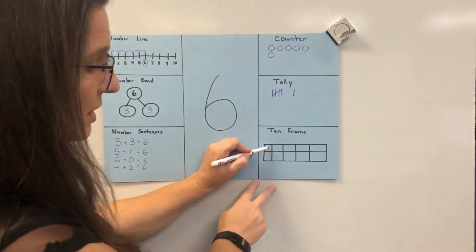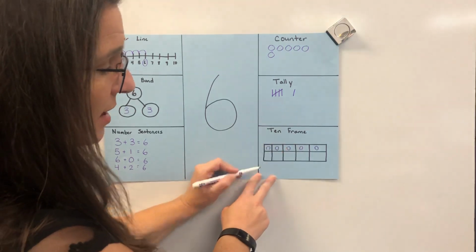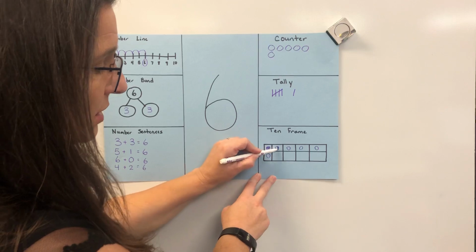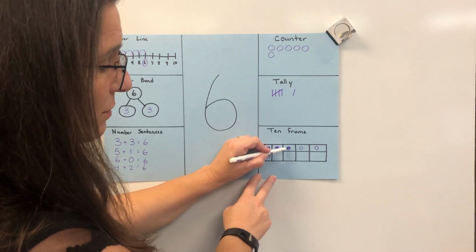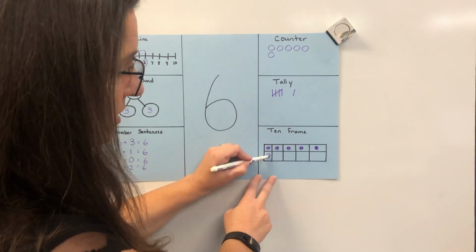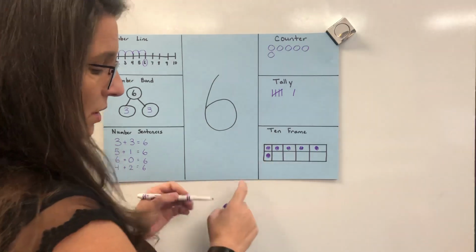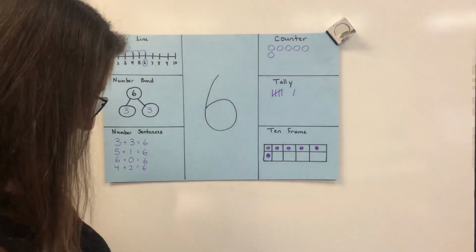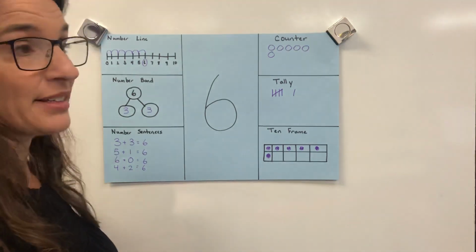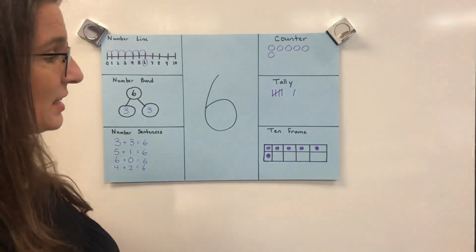On a 10 frame, it's going to look like this. 1, 2, 3, 4, 5, and 1 more is 6. That's what it looks like on a 10 frame. It looks like a whole row of 5 and then 1 extra down here starting the new row. 5 and 1 more makes 6. Okay. And some of you might already be 6 years old. And some of you on your next birthday are going to turn 6 years old. So it's a special number.